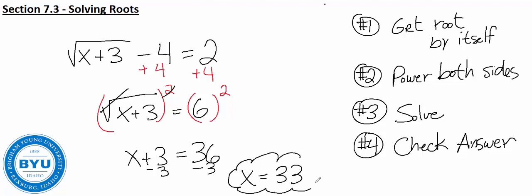And that's our answer. And of course, you can check that. If you plug 33 back in here, let's take a look. 33 plus 3 is 36. Square root of 36 is 6. 6 minus 4 equals 2. It works. Marvelous.